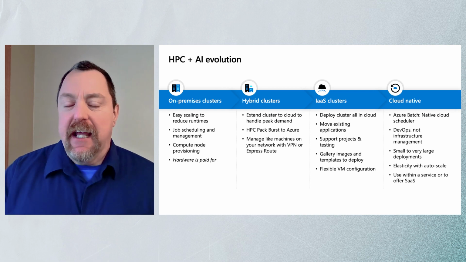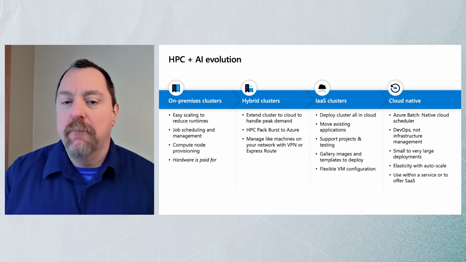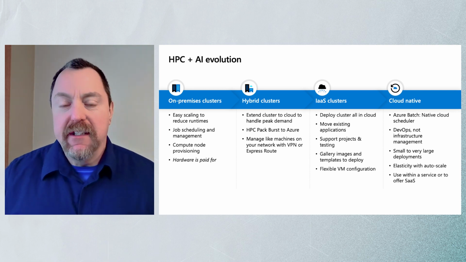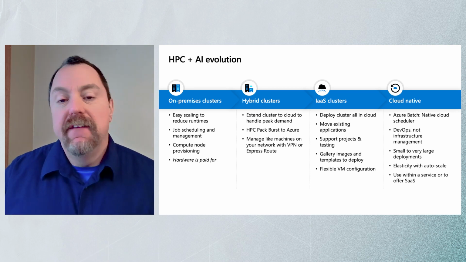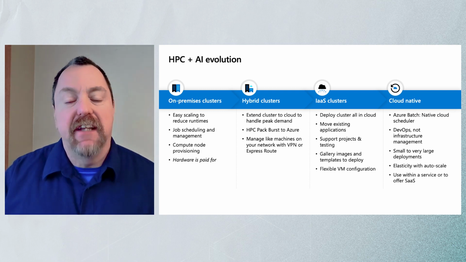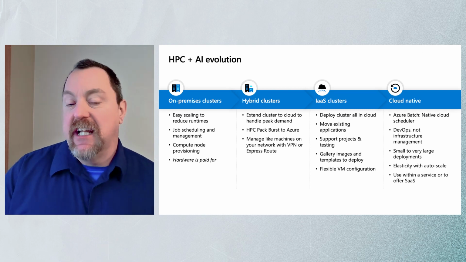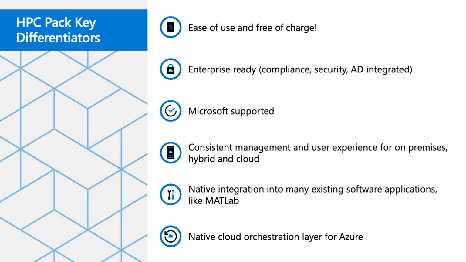From an HPC evolution point, we see most customers coming from an on-premise cluster, potentially bursting into the cloud, then delivering from an IaaS point of view, running on virtual machines, and then eventually migrating into a cloud-native solution, such as Azure Batch. Some of the key differentiators for HPC Pack specifically are, one, it's a fully Microsoft-supported solution.